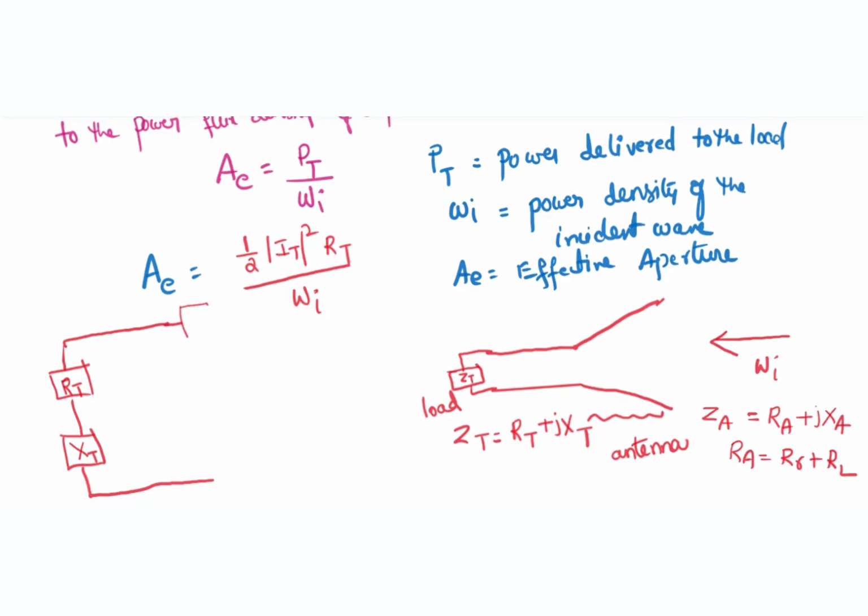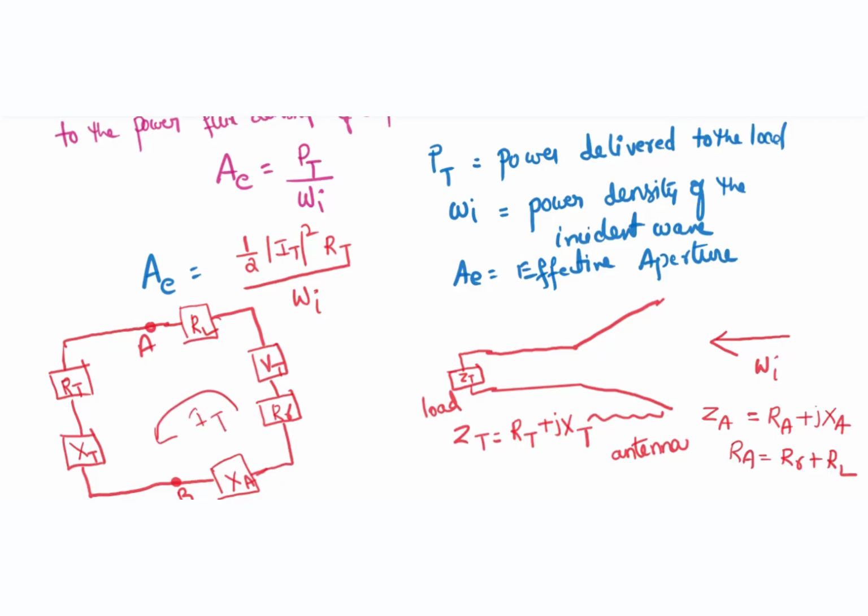So consider here as your RL. These are your antenna terminals. Let these be antenna terminals A and B. RL. Then take this as the voltage Vt, which is due to the incident wave. Let it be the radiation resistance RR. And we have another reactance called XA. Let the current be IT.